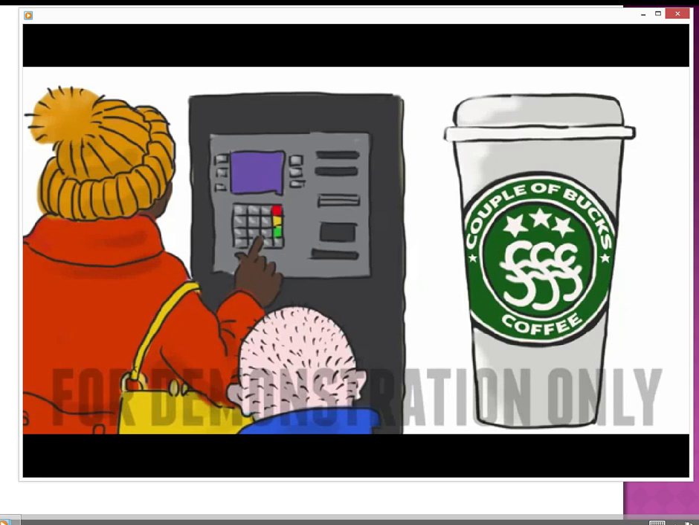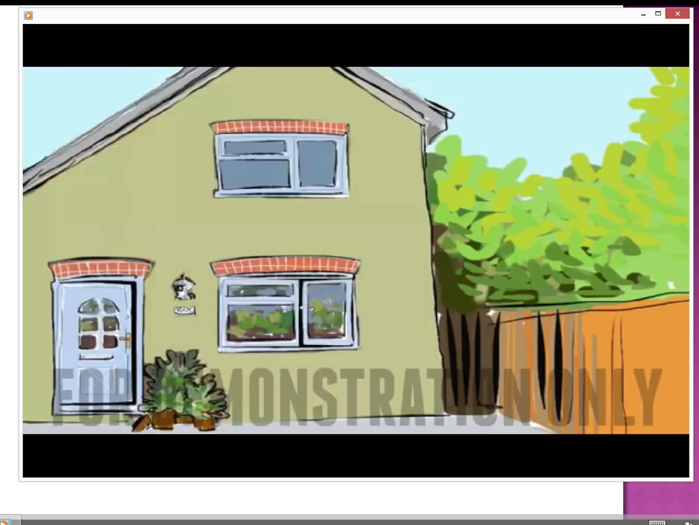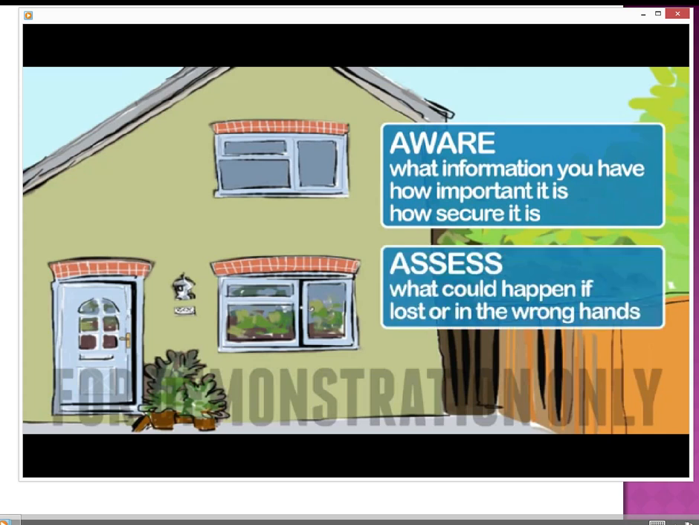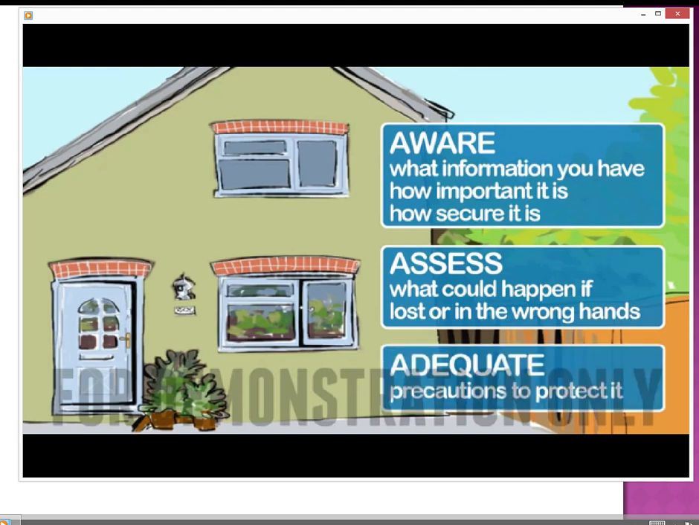Criminals are always looking for new ways to get our information and use it for profit. Here are 3 things that may help to make it harder for them. The first is to be more aware of what information you have, how important it is, and how secure it is. Second is to assess what could happen if you lost it or it got into the wrong hands. And third, make sure you have adequate precautions in place to protect it. Although it may be difficult for us to see the value of the information we handle every day, we need to get into the habit of protecting our own and others' information in the same way as we look after our valuables and the things we care about.